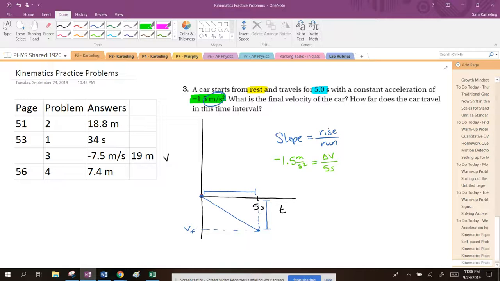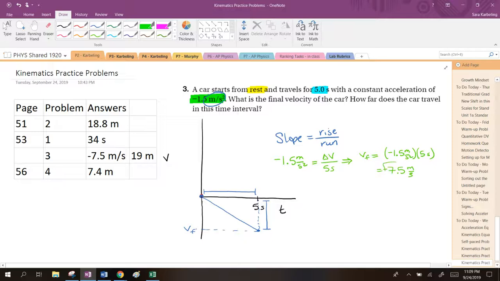Okay, so it's a pretty easy problem to figure out then, right? Because we've got 1.5 meters per second squared. To solve for v, we're going to multiply by 5. So that's going to give us a final velocity, right? Because we're starting at 0. So final velocity minus initial velocity, vf minus 0. So that's just going to be vf is equal to negative 1.5 meters per second squared times 5 seconds. We can do that. Negative 1.5 times 5 is negative 7.5 meters per second. And that, my friends, is the final velocity.